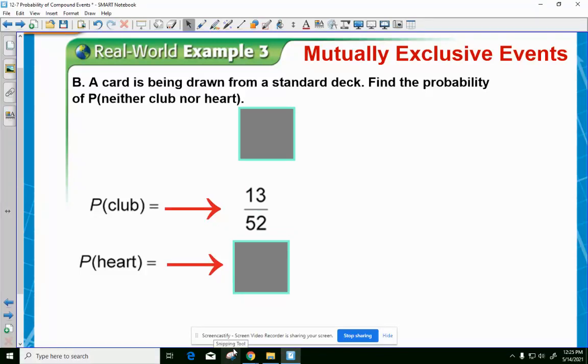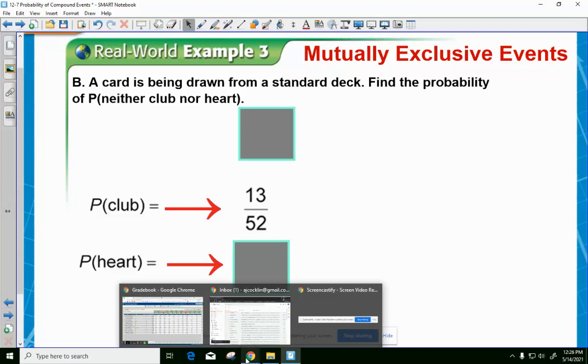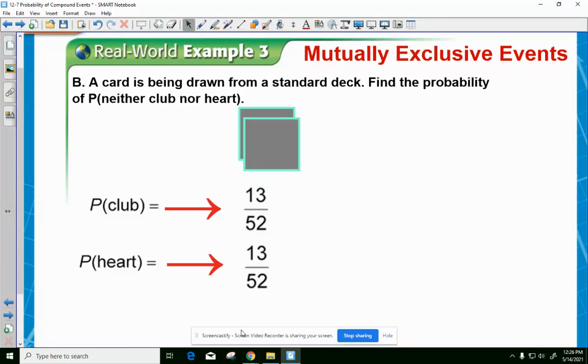Let's back up 1 second. You have a heart, a diamond, a club, and a spade. Those are your 4 cards. If there's 52 total cards in a deck, if you divide 52 by 4, you get 13, which means there are 13 of each of them. So there are 13 clubs. There are also 13 hearts. So what's the probability that you don't get a heart or a club? It would be half of that. Add those together. 26 over 52.